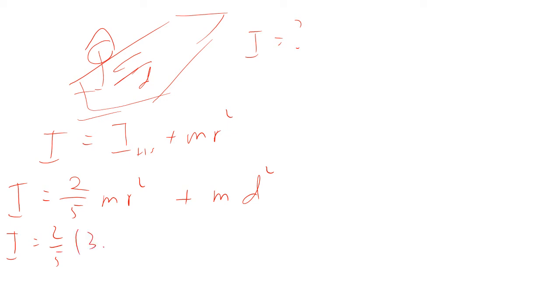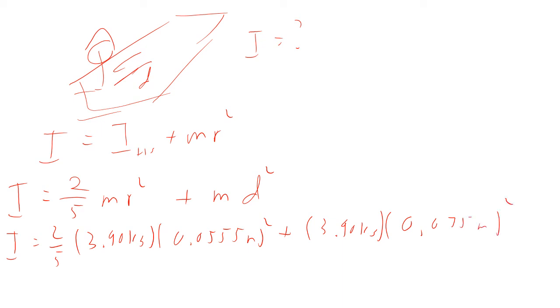So that's going to be equal to 2/5 times 3.9 kilograms times 0.0555 meters squared plus 3.9 kilograms times 0.075 meters squared. And so I2 here now comes out to be 0.0268 kilogram meter squared.